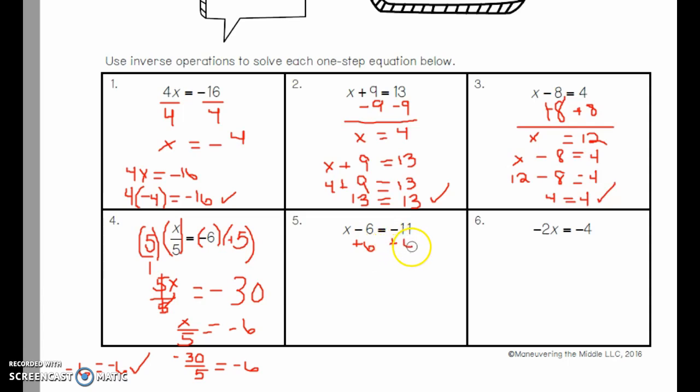And I have an integer issue here. So negative 6 plus 6 cancels out. Now I have x equals. Now the signs here are different. If the signs are different, we find the, say it, difference. So this should be -5. Because 11 minus 6 is 5. There are more negatives than positives. X equals -5. Okay, so I'm going to do my check. X minus 6 equals -11. Substitute -5 in for X.